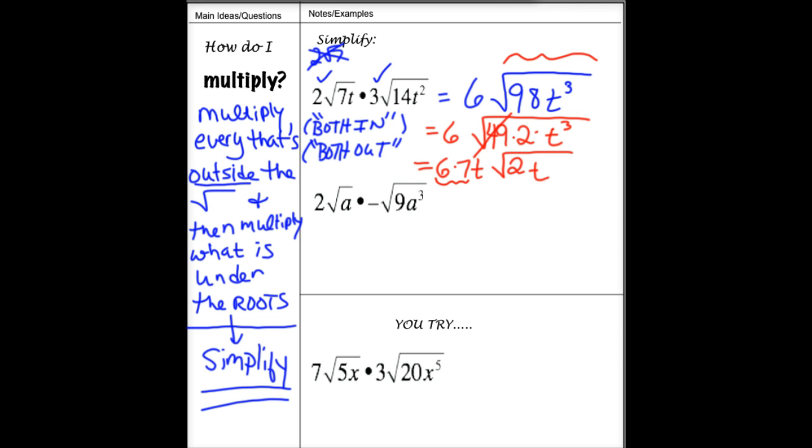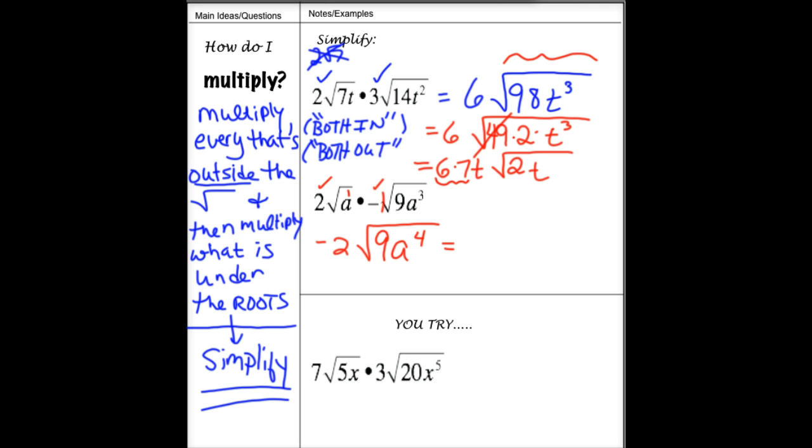All right, next one up I'll do with you as well. I take what's both out, which is a negative 1 technically and a 2. I multiply them. Then I go and do what's in. A times 9a to the third is 9a to the fourth. And then I clean it up.